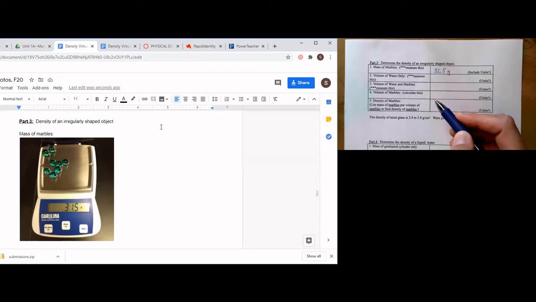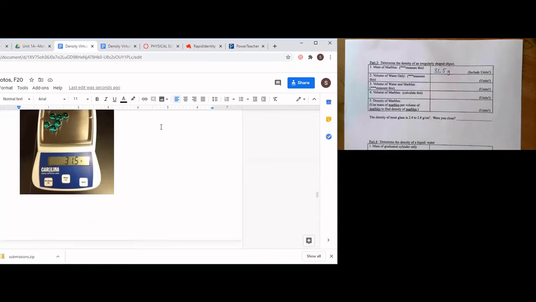If we put some water in a graduated cylinder and measure how much water we have, then dunk the marbles in the water, we'll be able to tell how much the water rose inside the graduated cylinder. The amount the water rises is the volume of the marbles. So that's what we'll do.